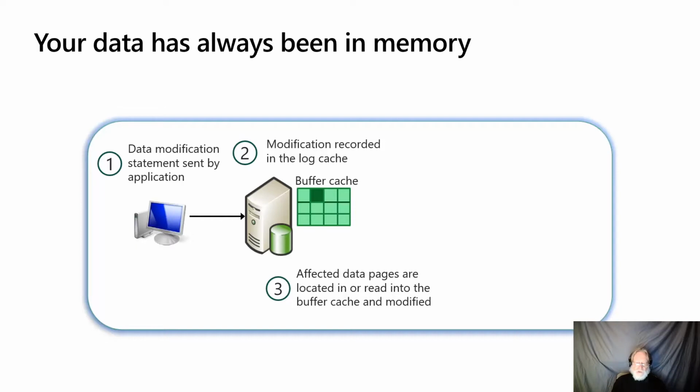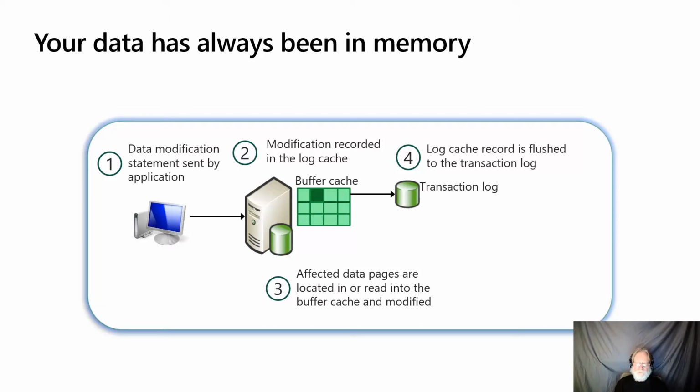Data pages are located or read into the buffer cache, and then they're modified. The log cache record is flushed out to the transaction log, so the log cache again is just a very compact way of describing what change was made. So it's the physical changes on the data page, but just those bits that were changed. It's not moving whole pages around. So that's very fast, and the transaction log is written sequentially. So again, it's a very fast way to stream changes only out to the log cache.